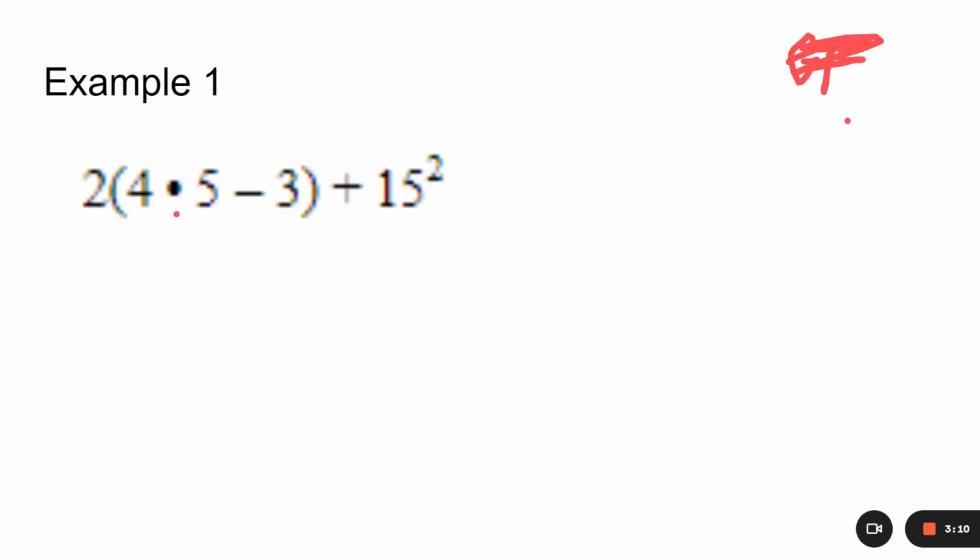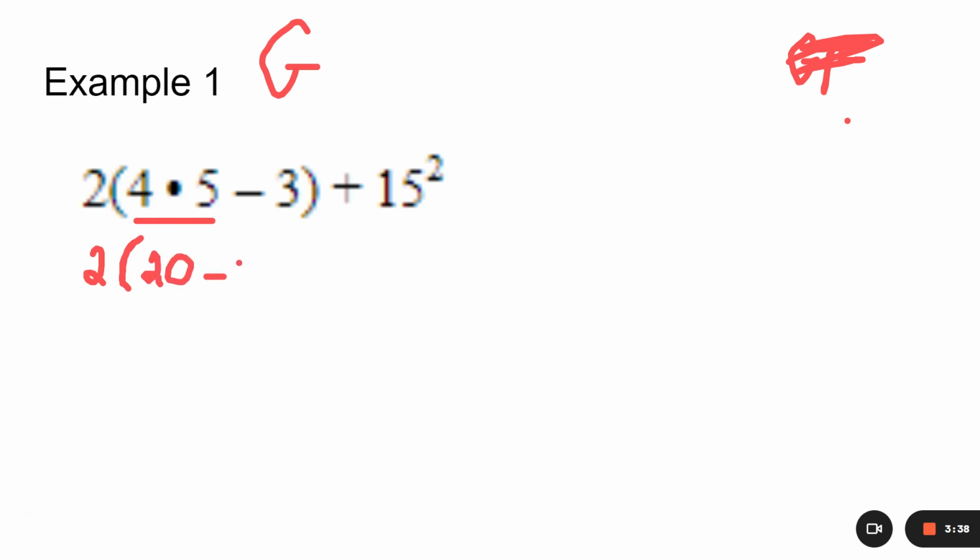Do I have any groupings for G? Yes, I have these parentheses right here, so I'm going to do what's inside of that first. Inside of that grouping, do I have any other groupings? No. Exponents or square roots? No. Do I have any multiplying and dividing? I do, I have multiplying here. I like to underline whatever operation I'm doing first so I can easily track my progress. So 4 times 5 gives me 20.